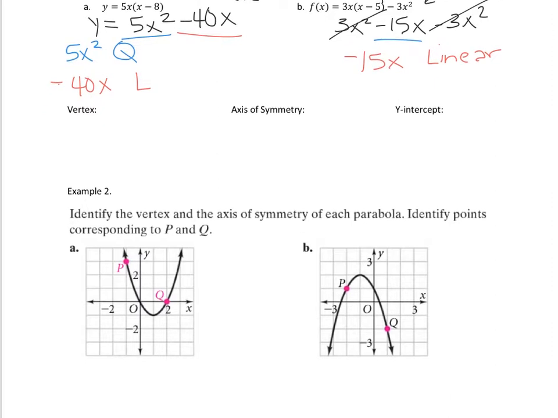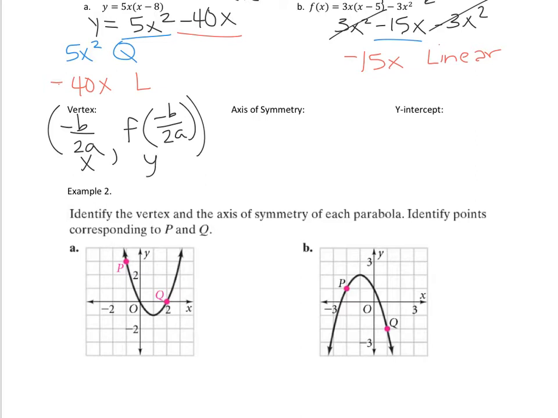Quadratics have a vertex, which you can find by doing opposite b over 2a to get the x coordinate, and then to get the y coordinate you plug in negative b over 2a. This notation means you're plugging in negative b over 2a for x to see what y is, because a vertex has an x and a y.